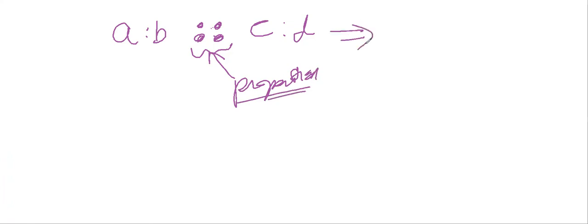And how is this written in algebraic form? It is written as A divided by B equal to C divided by D, where the proportional sign is replaced by the equal to sign.